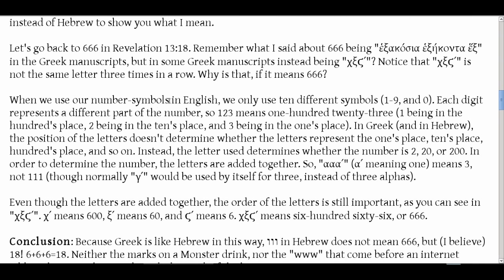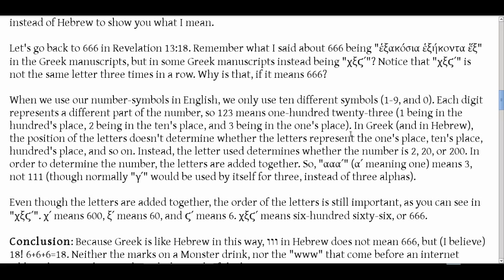When we use our number symbols in English, like this, 190, we only use 10 different symbols for numbers, which would be 1 through 9 and 0. That would equal 10 total symbols that we use for numbers. Each digit represents a different part of the number. So, 123 means 123. One being in the hundreds place, two being in the tens place, and three being in the ones place. So, because one is in the hundreds place, it means 100. Because two is in the tens place, it means 20. And because three is in the ones place, it means three.